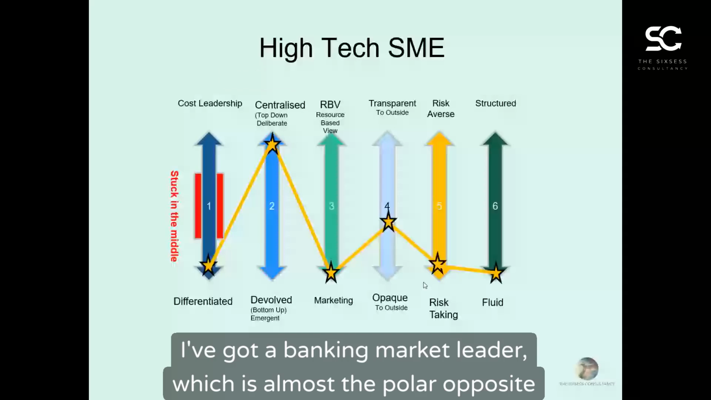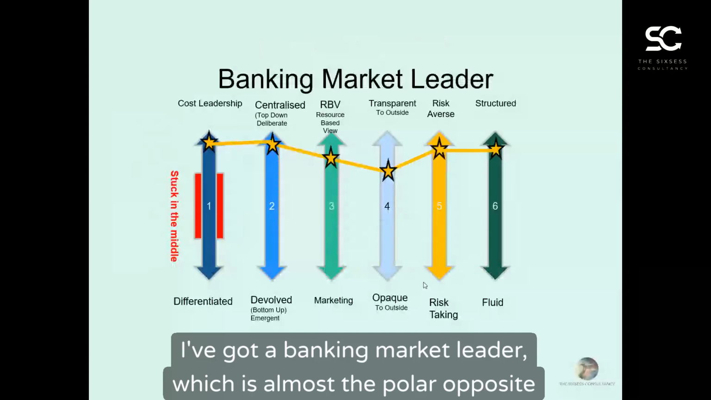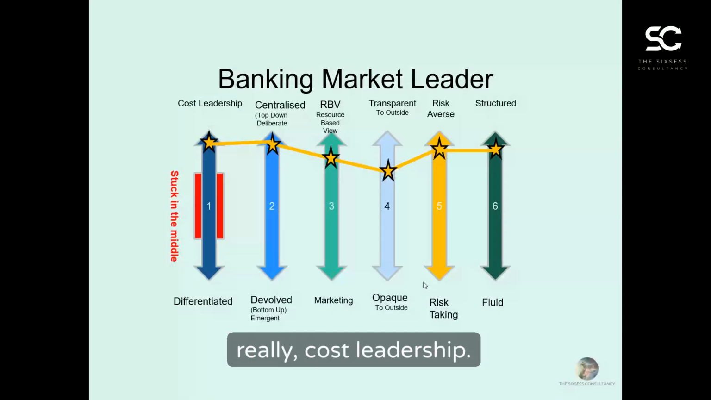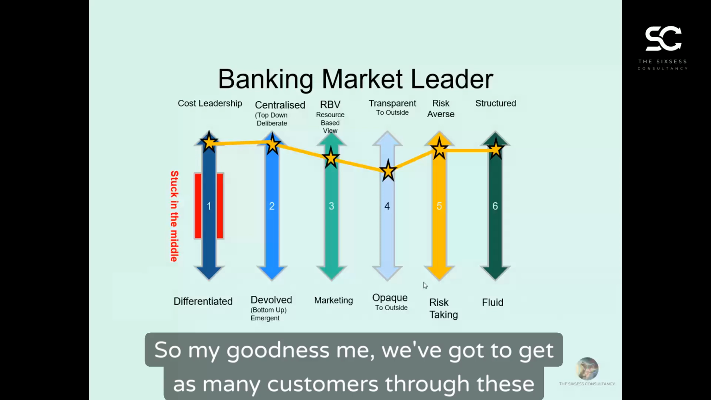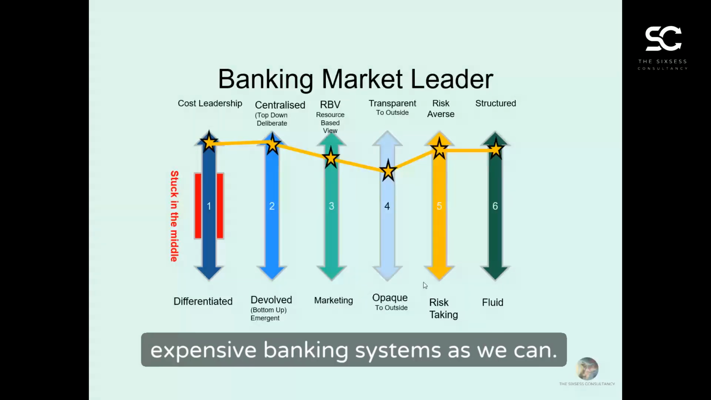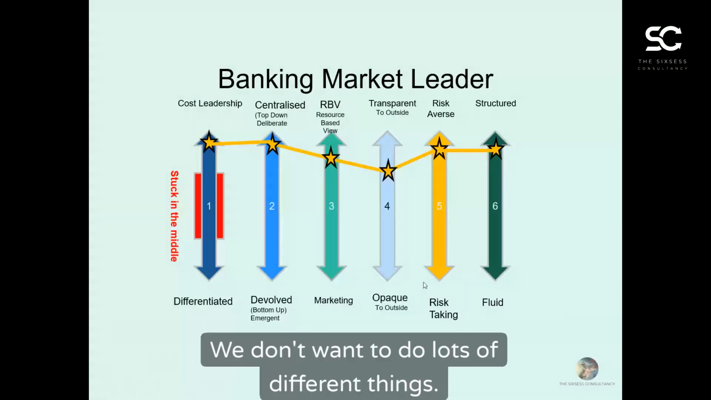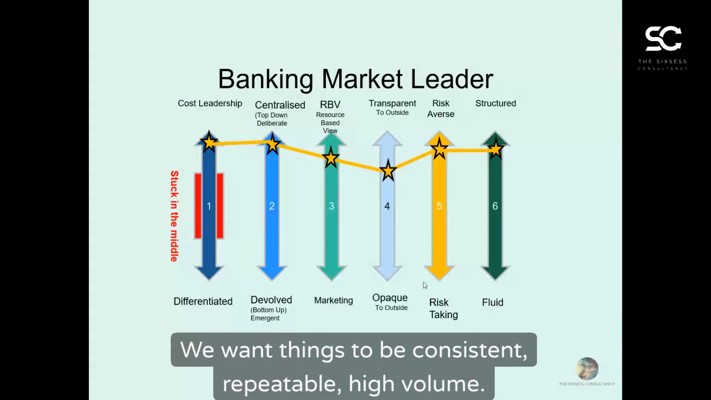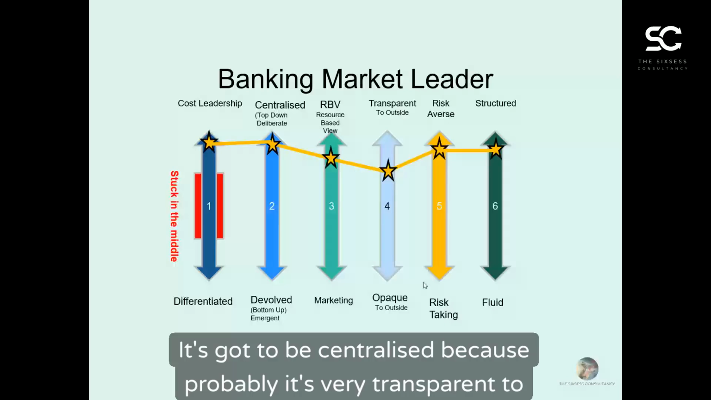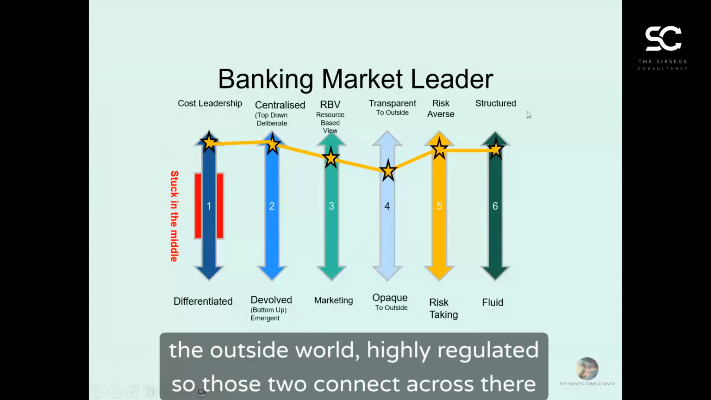I've got a banking market leader, which is almost the polar opposite, really: cost leadership. So my goodness me, we've got to get as many customers through these expensive banking systems as we can. We don't want to do lots of different things. We want things to be consistent, repeatable, high volume. It's got to be centralized because probably it's very transparent to the outside world, highly regulated, so those two connect across there quite well.